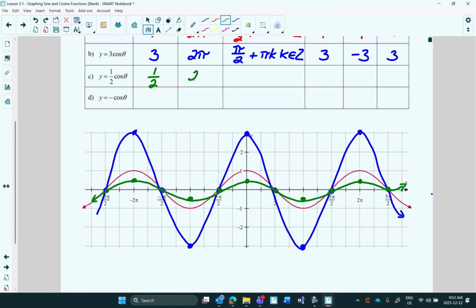So the period didn't change. It didn't stretch out or compress in, which means the zeros didn't change. But the y-intercept changed. So did the minimum and maximum values.